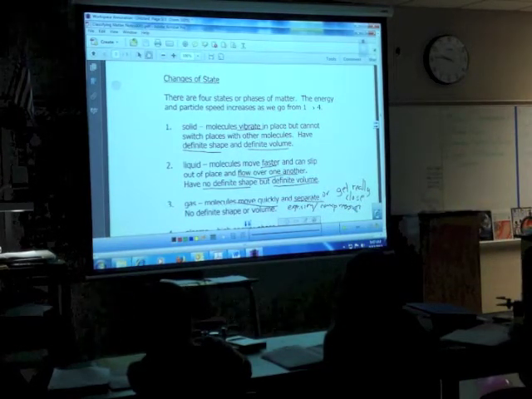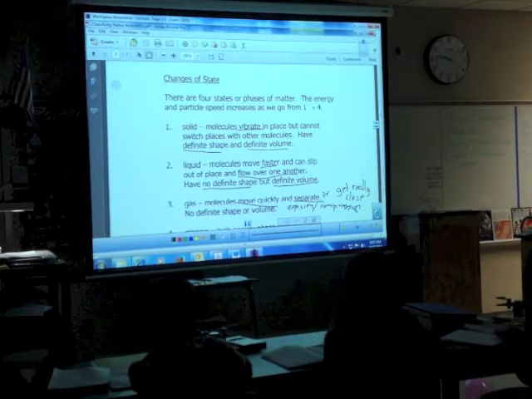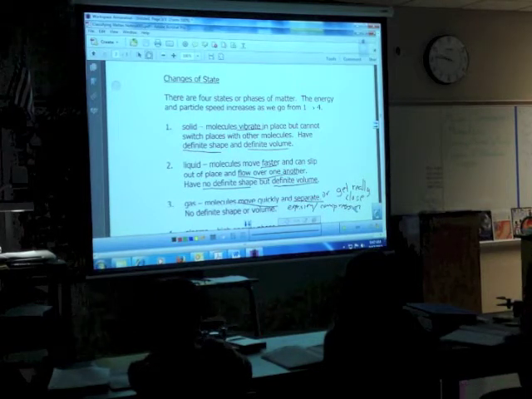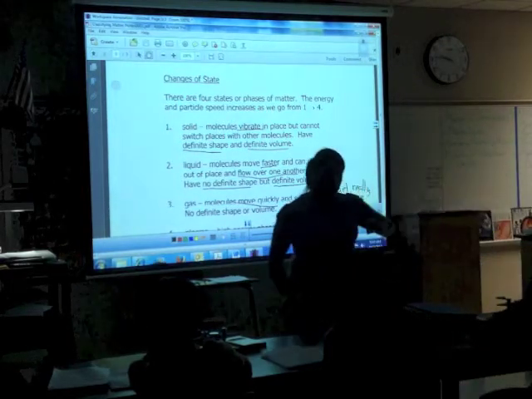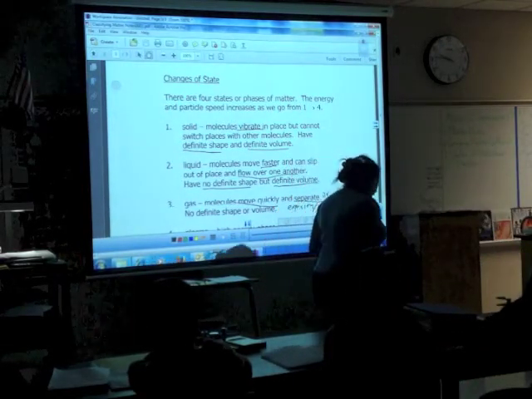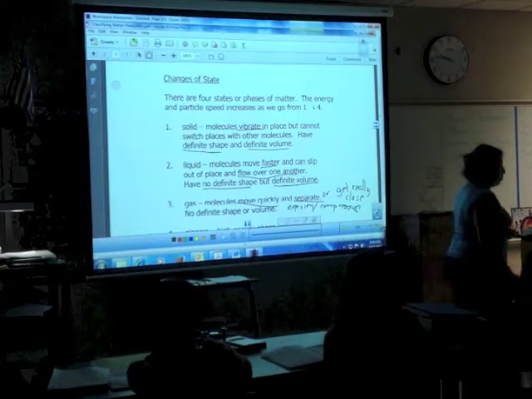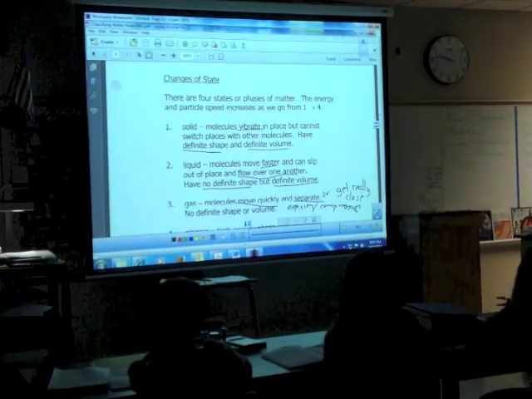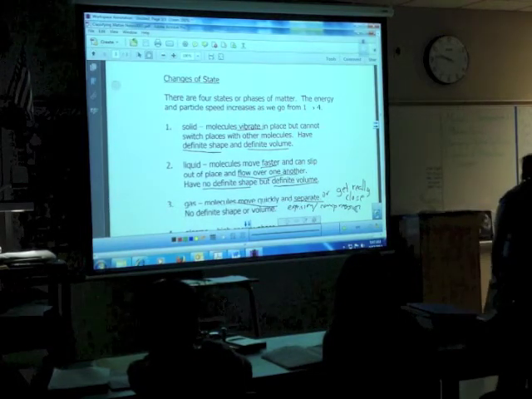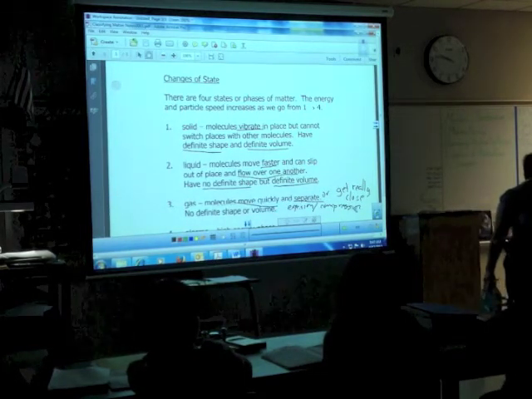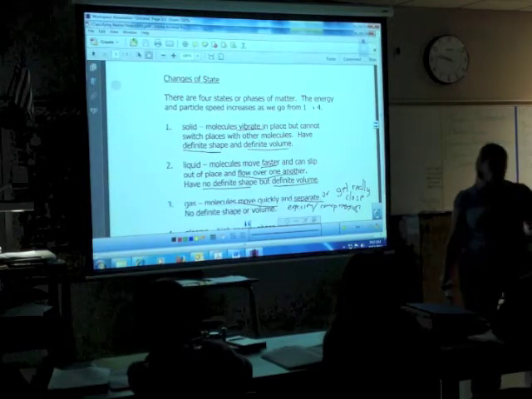Let's now talk about energy. Okay? So I'm going to bring in two words that are physics words, not chemistry words: potential energy and kinetic energy. Does anybody remember from last year or the year before what potential energy is? Potential energy is stored energy. Okay, potential energy is stored energy.